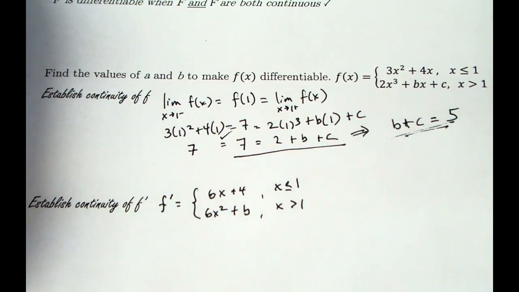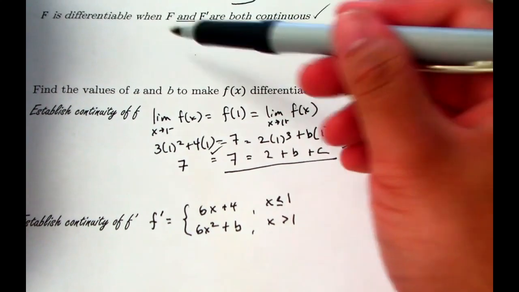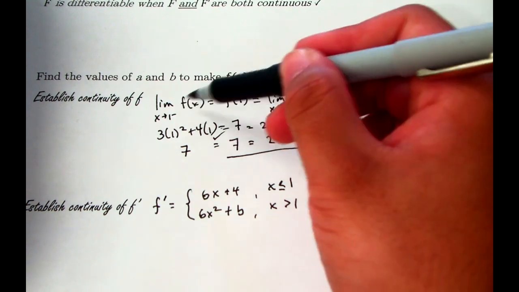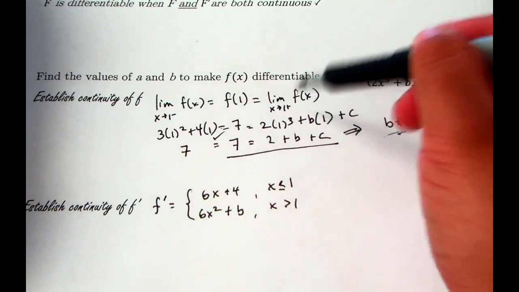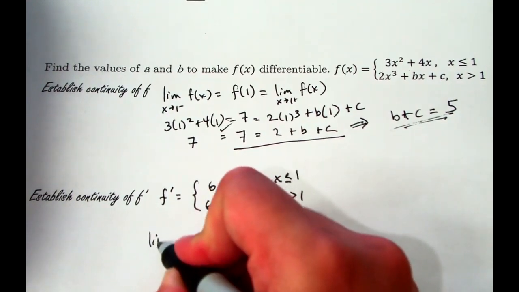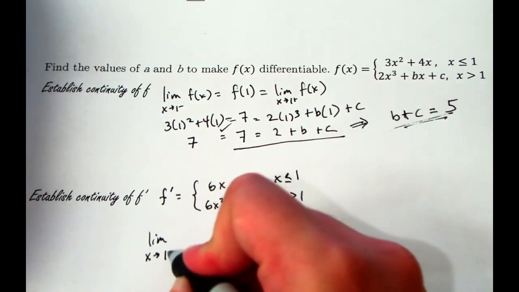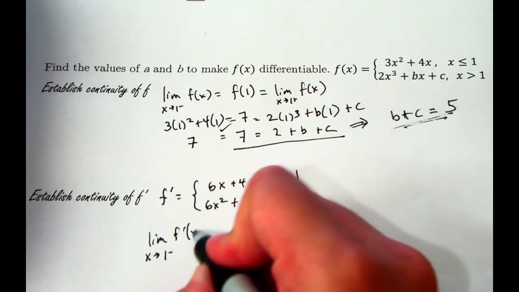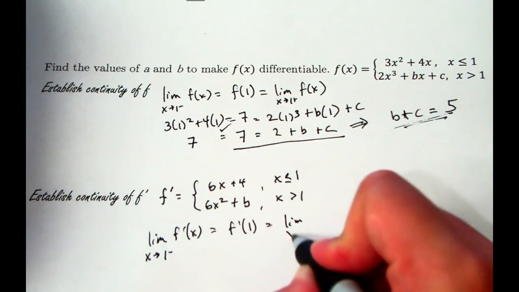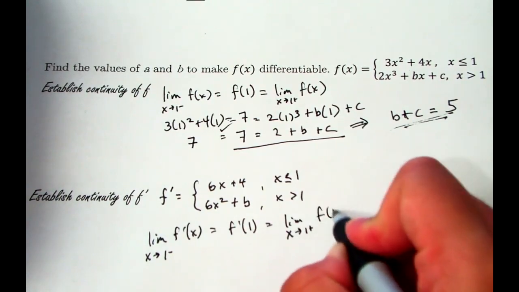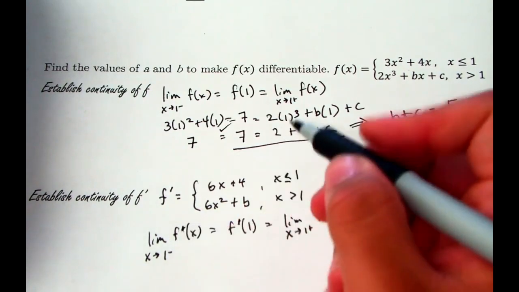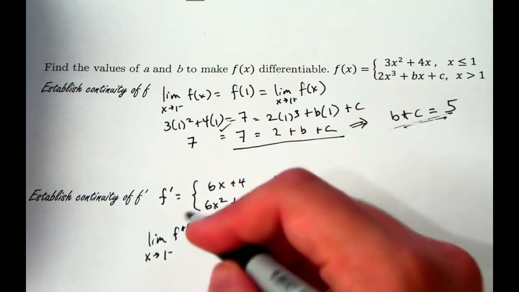A function is differentiable when the function and the derivative are continuous, so we do the exact same operation with left, middle, and right, approaching and exactly, and approaching again, but this time with the derivative function. So we take the limit as x approaches 1 from the left of f prime of x, which this time equals f prime of 1, which equals the limit as x approaches 1 from the right of f prime of x. If this is true, then the derivative is continuous.